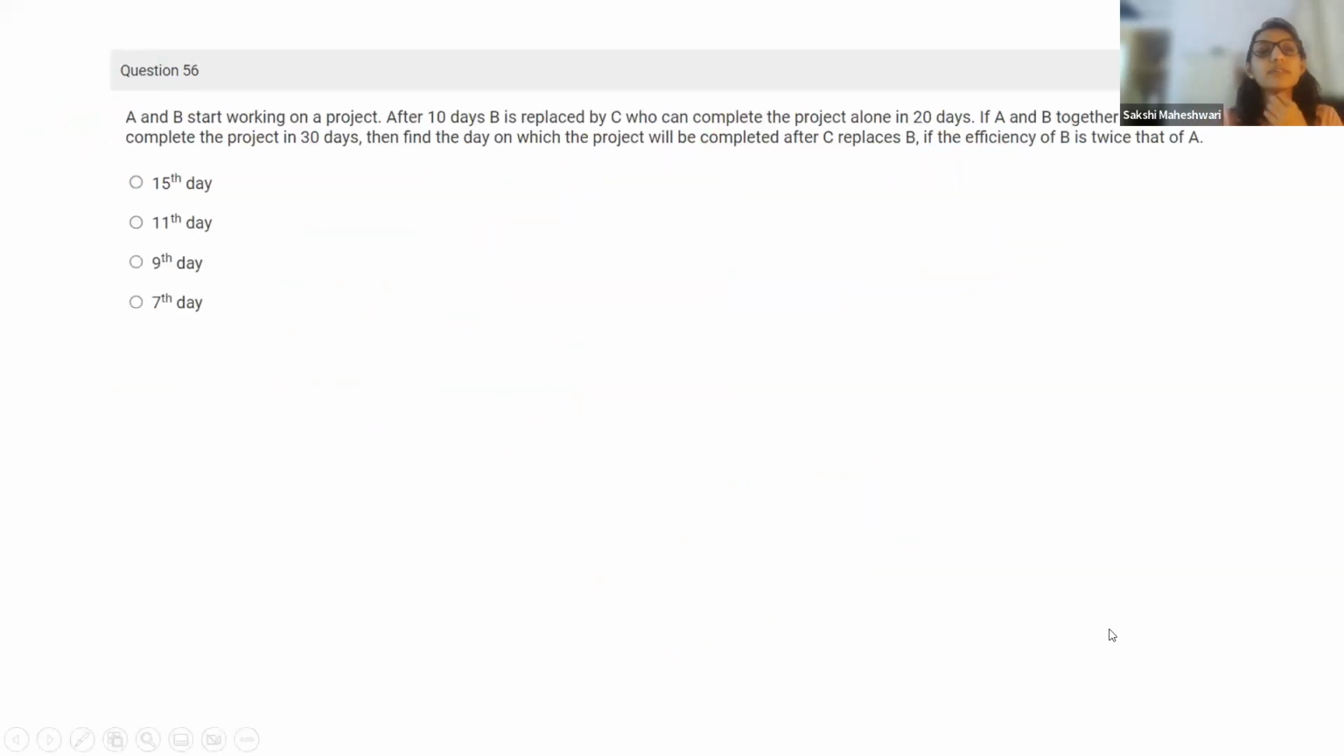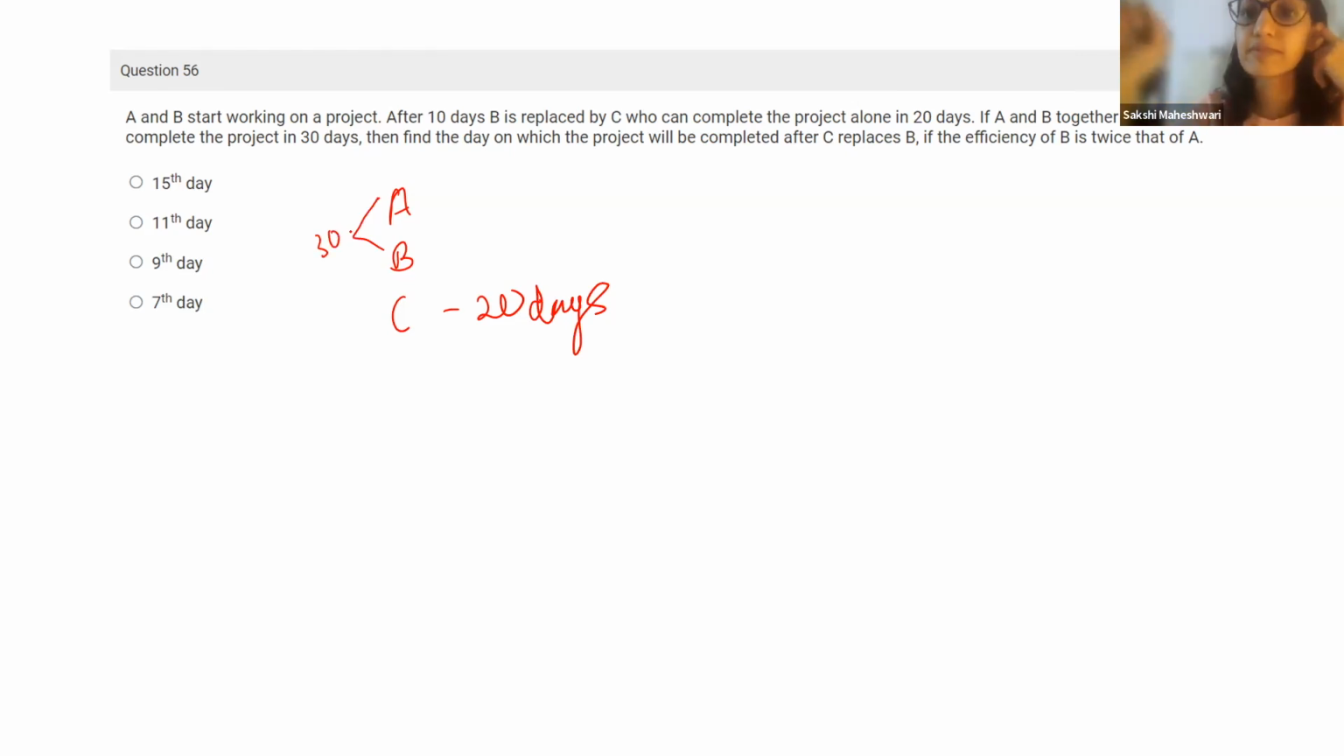Okay. So A and B start working on a project. After 10 days, B is replaced by C, who can complete the project alone in 20 days. Okay, there are A, B, C. C can complete in 20 days. Now A and B together take 30 days. Then find the day on which the project will be completed after C replaces B.